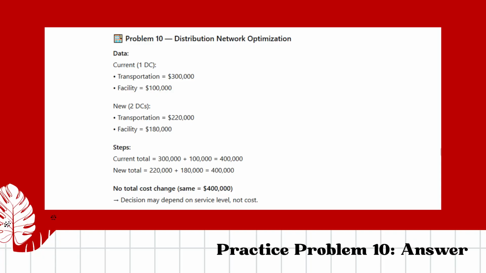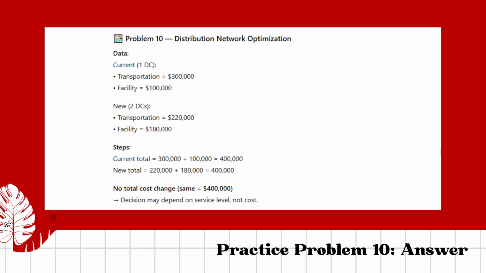Problem 10. Distribution network optimization. A retailer currently operates one distribution center with transportation costs of $300,000 and facility costs of $100,000 per year. If the company adds a second distribution center, transportation cost drops to $220,000, but total facility cost rises to $180,000. Should the retailer expand?